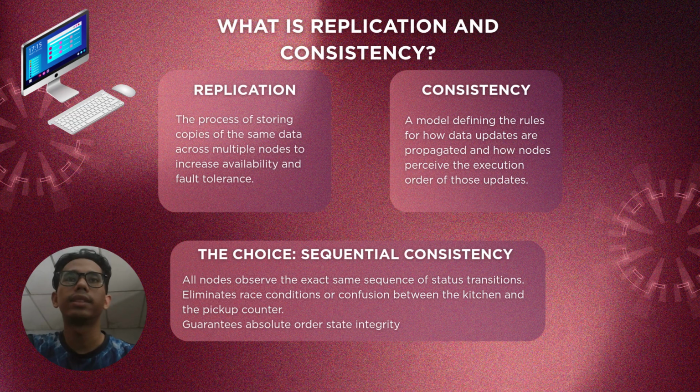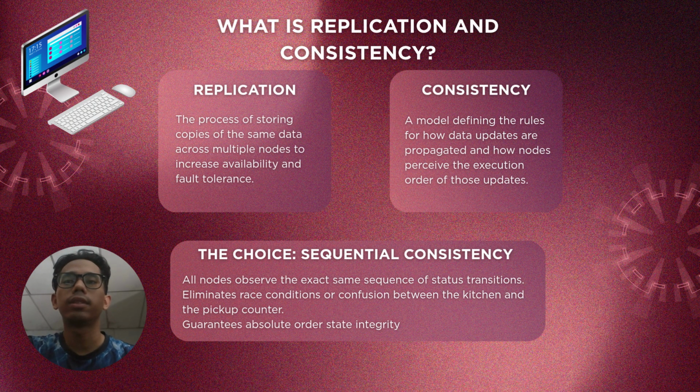While consistency is a model defining the rules for how data updates are propagated and how nodes perceive the execution order of those updates. So for our food ordering system, we choose sequential consistency. This model guarantees a strict order of operations. For example, a customer cannot pick up food before the kitchen marks it as ready.